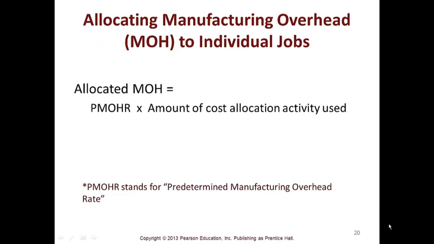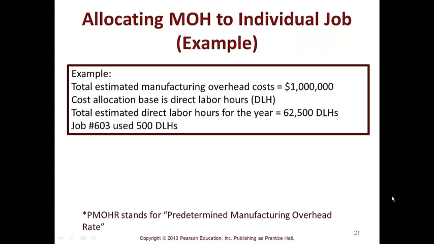So let's do an example here. You're allocating manufacturing overhead to individual jobs. So to do that, you take your predetermined manufacturing overhead rate times your amount of cost allocation activity used. So here's an example. You had total estimated manufacturing overhead of $1 million. Where did that come from? That comes from your typical budgeting and from you doing this for a long time and knowing what manufacturing overhead estimates are. So it is an estimate, and it's based on trends and historical back jobs, etc.